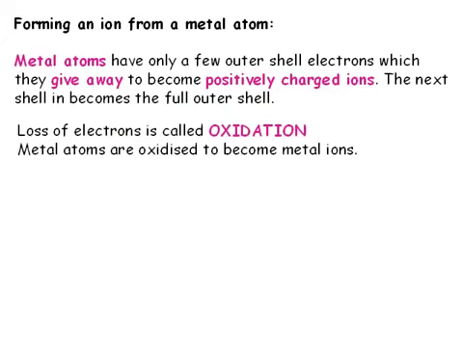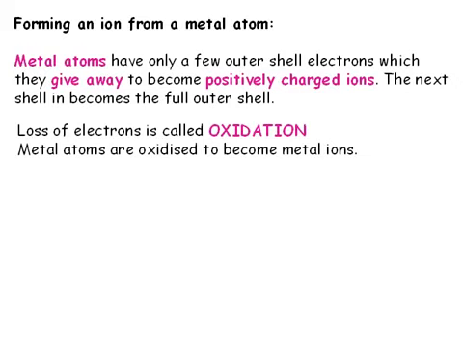Let's look in a bit more depth at how metal atoms form ions. Metal atoms lose electrons from their outer shell much more easily than non-metals, and will continue losing electrons until their outer shell is empty. The number of electrons they lose is the same as their valency, and this is also the amount of positive charge the newly formed ion has. We call this process of losing electrons oxidation.